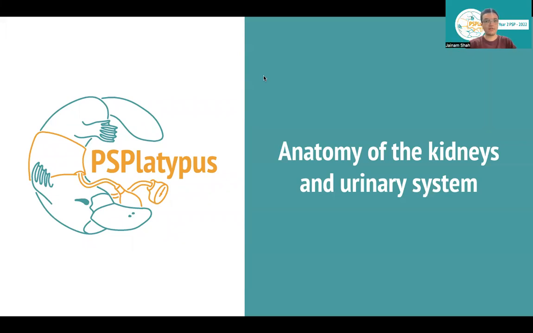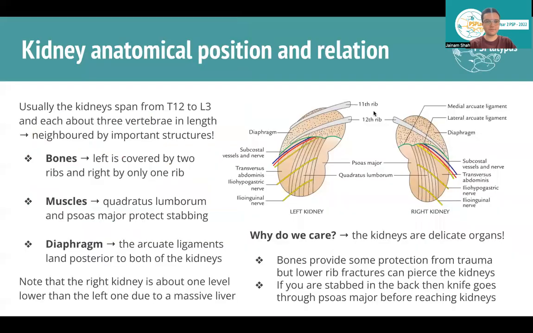So today, we're not just going to be covering only the kidneys. We're going to try and also look at the ureters and everything that goes down into the bladder to produce our urine. So let's get started.